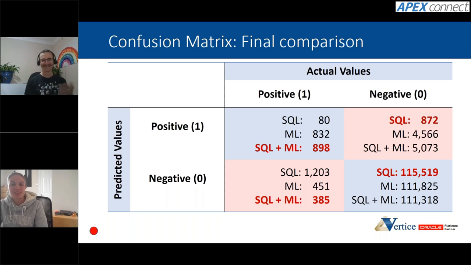So, yeah. Exactly. But on the flip side, if we look at the SQL plus machine learning, and if I was a risk steward for the Seven Kingdoms Bank, then I'd want the SQL plus machine learning because less fraud's getting through and I'm stopping it. Yeah. Okay. So it's a bit of a balancing act as to what overall the bank wants to do. Exactly. So I think this confusion matrix is really useful.